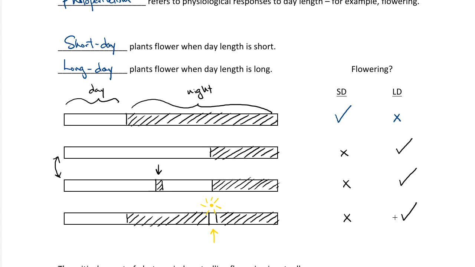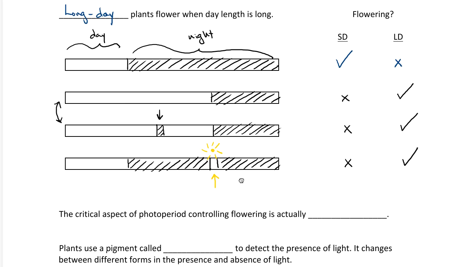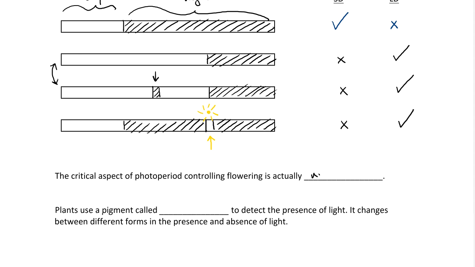So by interrupting the period of darkness with a period of light, we've tricked the plant into thinking that this is a long day. So it turns out that what the plant is actually detecting is the night length, the uninterrupted period of darkness. And when the darkness is interrupted by a period of light, the plant detects it as if it was continuous day. So here, the plant is experiencing this as if it is one long continuous day, just like here.